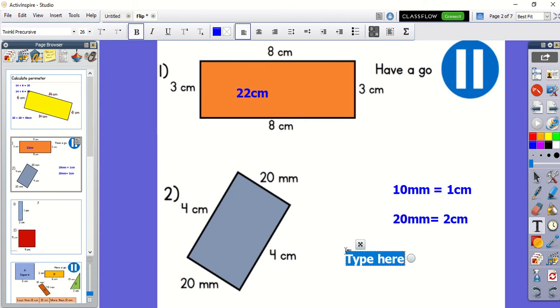So now I've got to do 2, add 2, add 4, add 4. Well, 2 add 2 is 4. So it's basically 4 add 4 add 4. Ooh, 4 times 3. 4, 8, 12. So my answer is 12 centimetres. And we'll put there 12 centimetres. Well done if you got both of those correct.